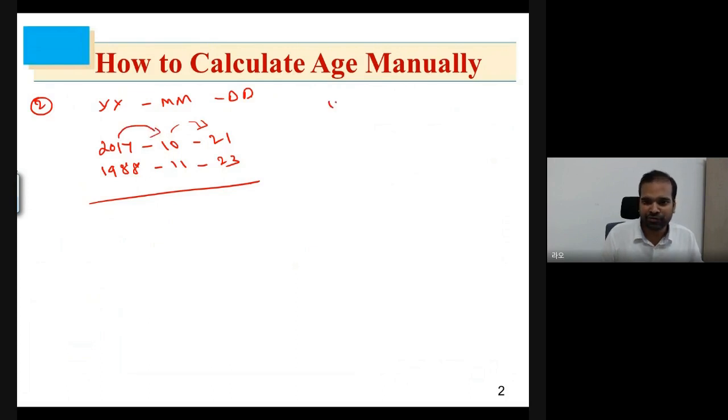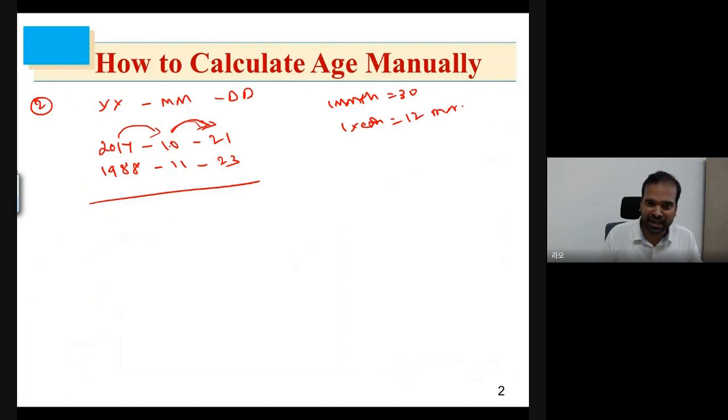So as I said, 1 month equals 30 days and 1 year equals 12 months. You need to remember this. So can I subtract 21 minus 23? Of course not, because I get a negative value. So due to that reason, I am borrowing from the month.